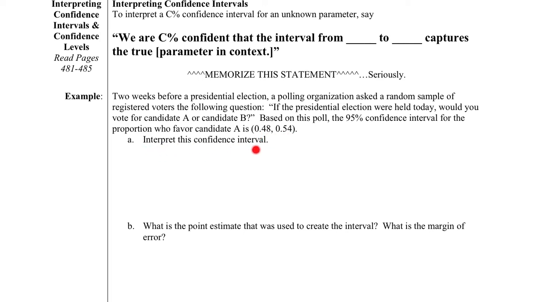And we're going to interpret this confidence interval. We're going to use this statement here to interpret it. This is the interpretation. So I'm just going to plug my information into the variables and the blanks. So I'm starting out with we are 95%. So the problem actually states 95% confidence interval.